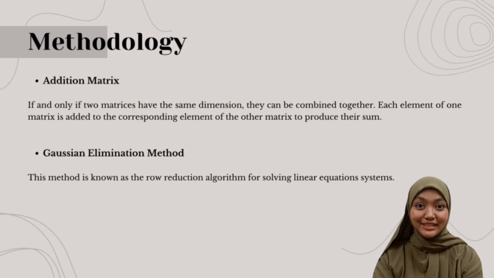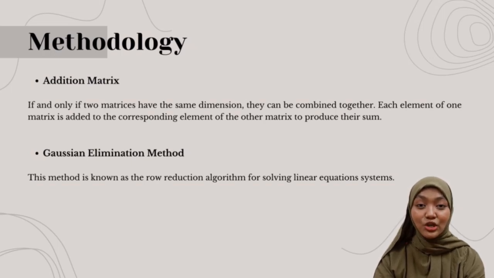Okay, for the methodology, we will apply two methods, which are the addition matrix and the Gaussian elimination method. The first method is addition matrix. If and only if two matrices have the same dimension, they can be combined together. Each element of one matrix is added to the corresponding element of the other matrix to produce their sum.